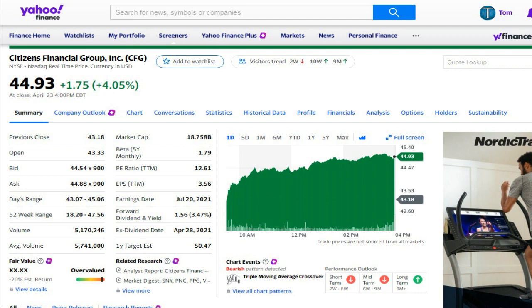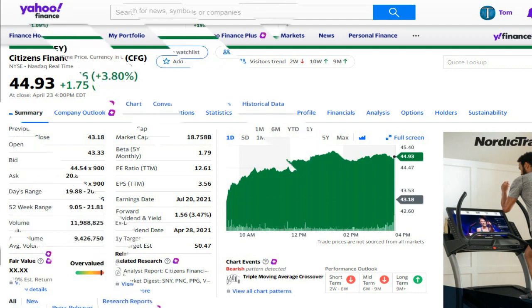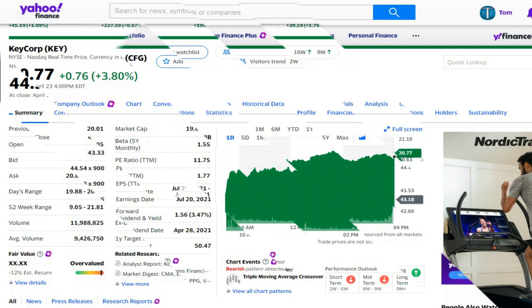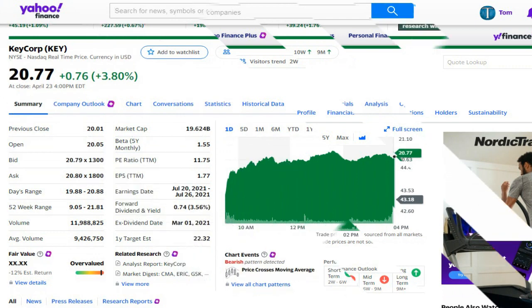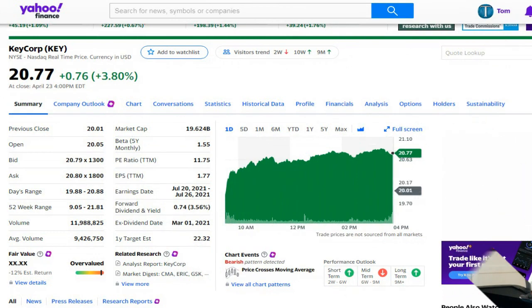So we look at some of these numbers and nose around. This company's doing pretty good. Citizens Financial Group looks like they know what they're doing. 1 year target estimate, $50.47. That's a big move upward. Something to consider there. Next stock, Key Corporation, KEY is the symbol.